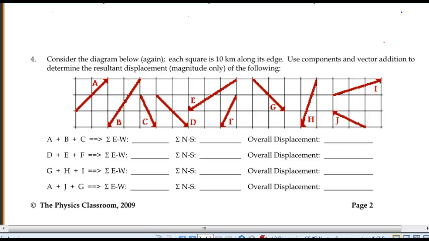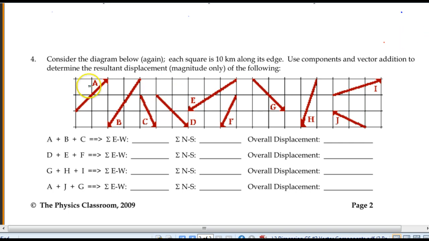Okay, one of the big advantages to using components is that we can add vectors together using components, and then take those components and add them back together at the end to get brand new vectors. So it gives us a different way to add vectors rather than just drawing them out head to tail every time.